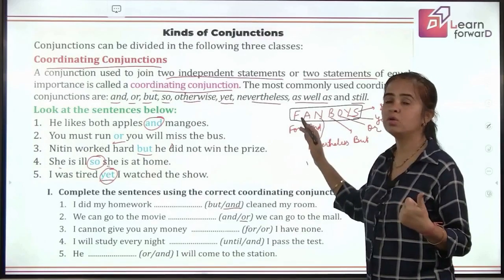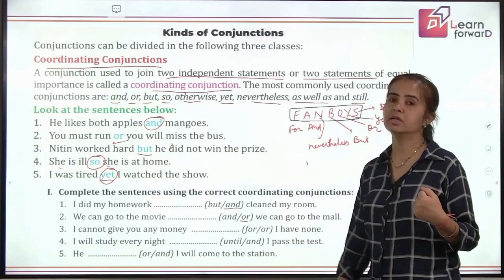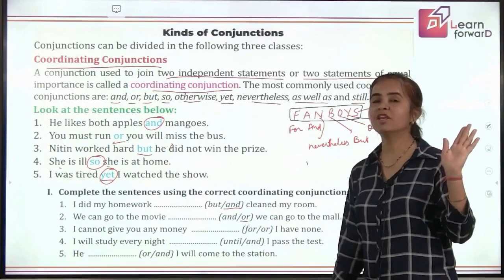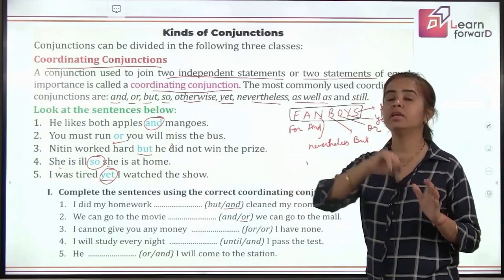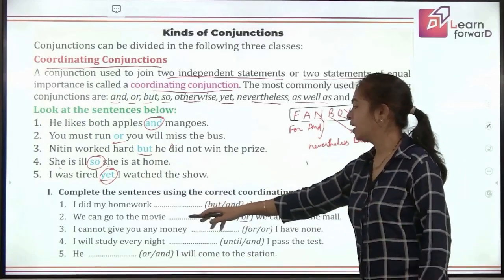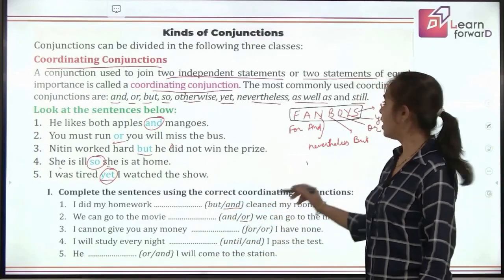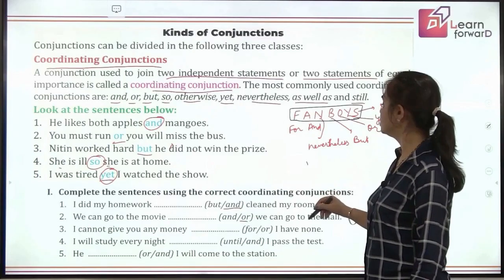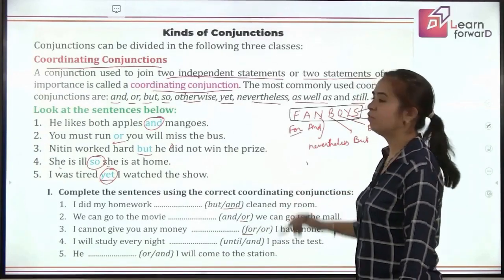So you cannot use because here. They have asked you particularly to use a coordinating conjunction. Gone is the class when you were asked only to use conjunctions. Now they may specify use coordinating, use subordinating conjunctions. So make sure here: I cannot give you money. You cannot say because I have none. You will have to say, in place of because, what will you say? For, right? This is the first in fanboys.